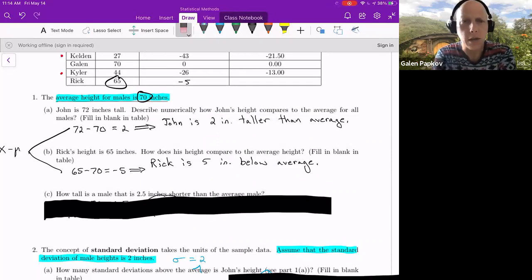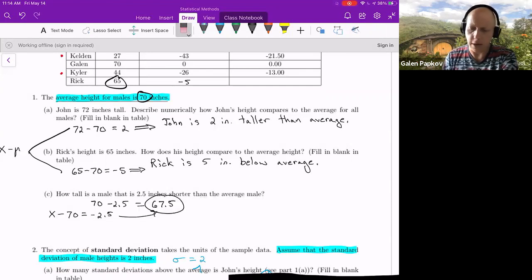All right, so far so good. Well, how tall is the male that is 2.5 inches shorter than the average male? Well, 2.5 inches shorter, so that's going to be minus 2.5. And that's going to be with respect to the average height of 70. So 70 minus 2.5 is 67.5.